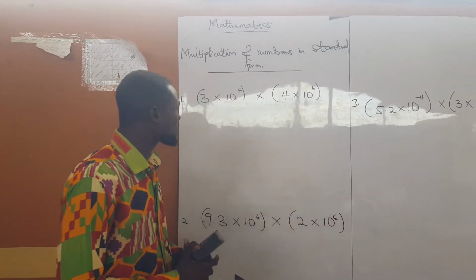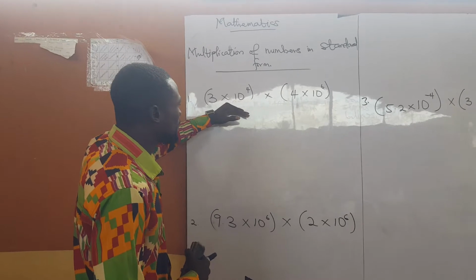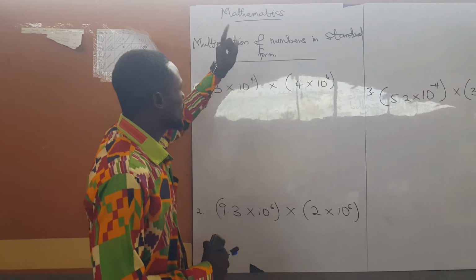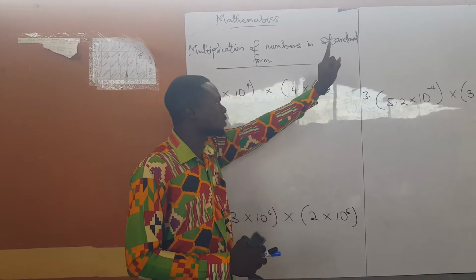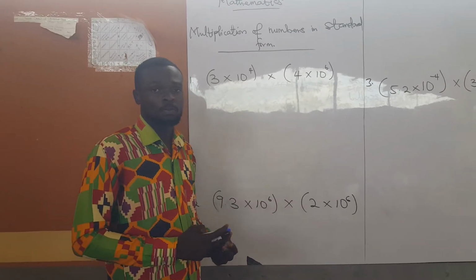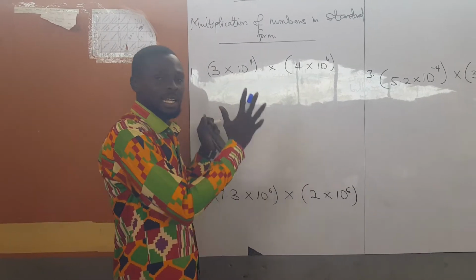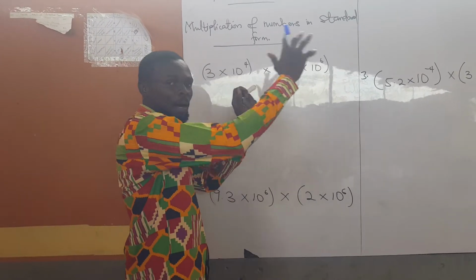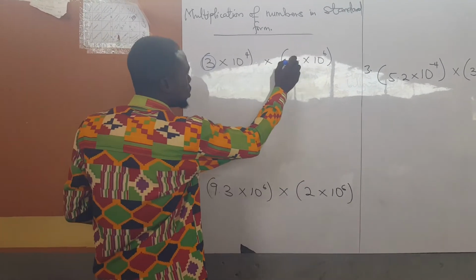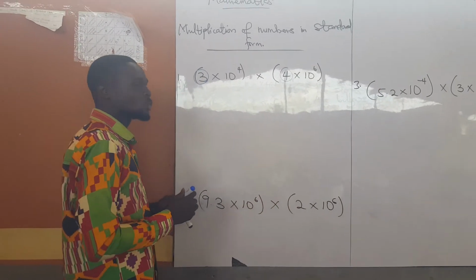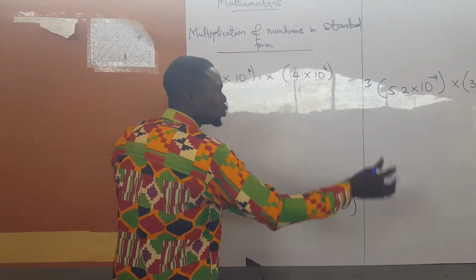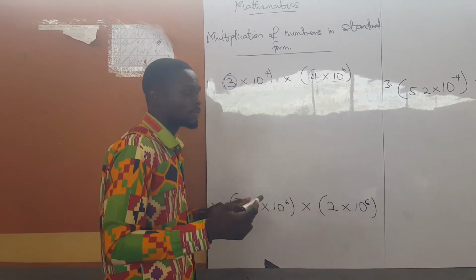So when you look at the first example here, we have to multiply this standard number by this standard number. So we have here 3 times 10 raised to the power 4 times 4 times 10 raised to the power 6. When it comes to the multiplication of numbers in standard form, it says that group the numbers at one side and group the powers also at one side. So the numbers that I'm having here are 3 and 4. So we are to group this and this at one side and group this and this also at one side. That is the grouping of like things.